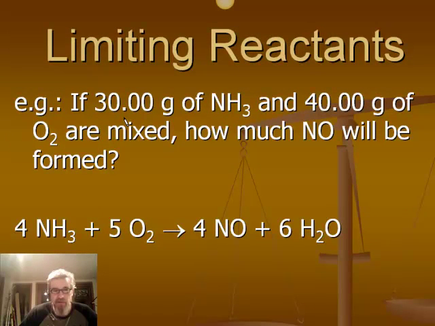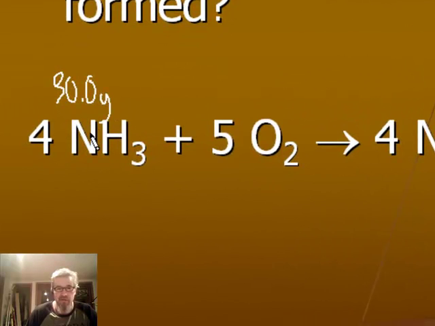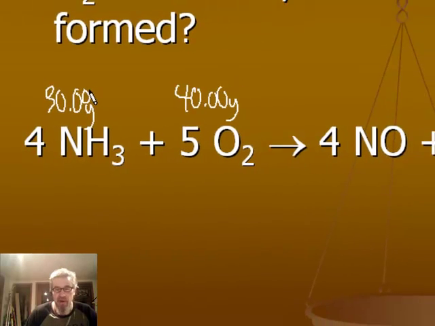Let's say we have this reaction here. This is ammonia reacting with oxygen to produce nitrogen monoxide and water, and it's balanced here for us. The question is this. I have 30 grams of NH3 and I have 40 grams of oxygen, and I want to know how much NO will be produced.